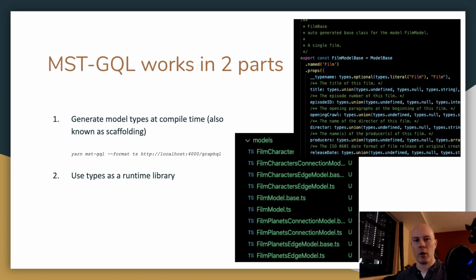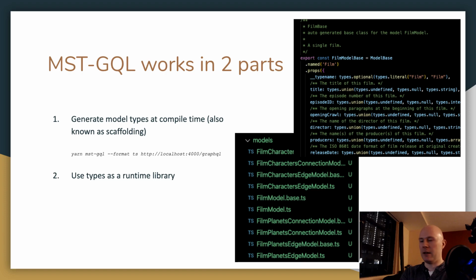So how this library works, it works in two parts. The first one is a compile time step, and that's essentially just generating all your types. It's just one command, and you feed it your GraphQL endpoint. It'll go and look at your endpoint, and it'll look at all the models there and all the properties of it, and it will create these really, really verbose types that are automatically generated for your Mobx State Tree models.